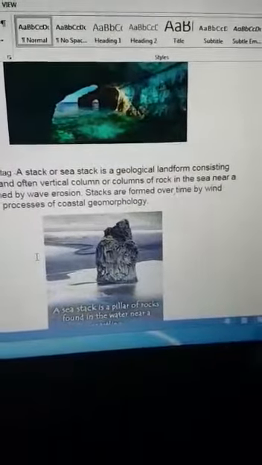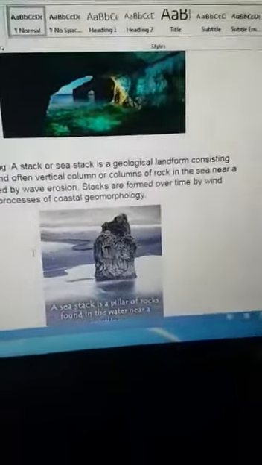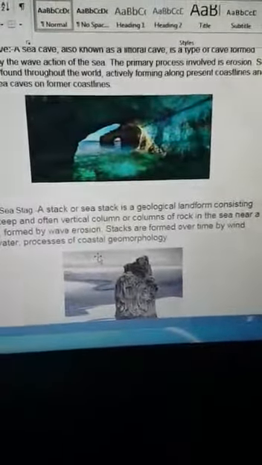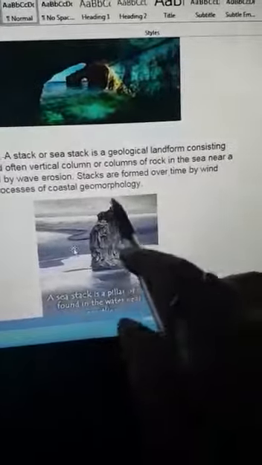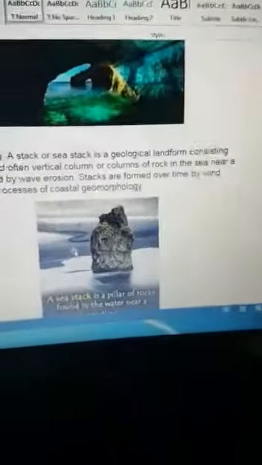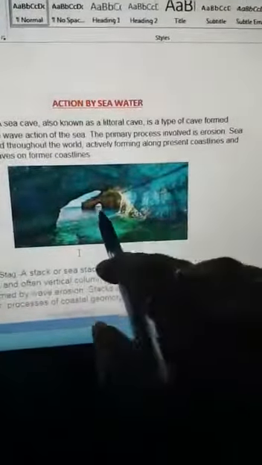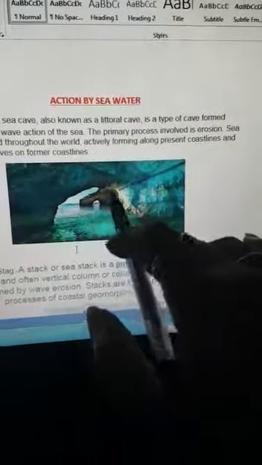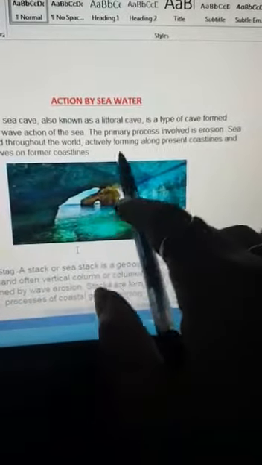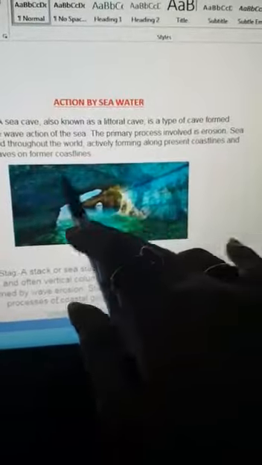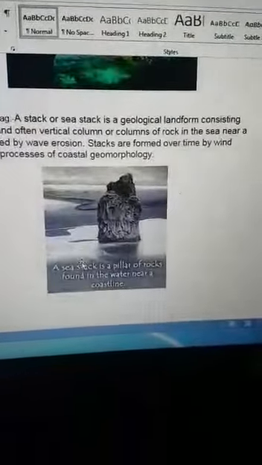And the sea stack is another erosional process where, see, the sea cave is like this. When the sea keeps on eroding, then just one pillar is kept. If it is eroding from here, then obviously one day it is going to be like this. One pillar will only be there, the middle portion will be eroded. So that is a stack. Okay, so that is a stack.